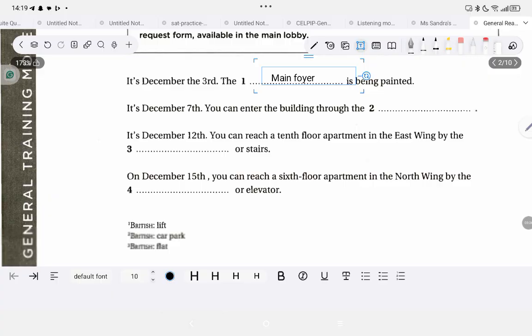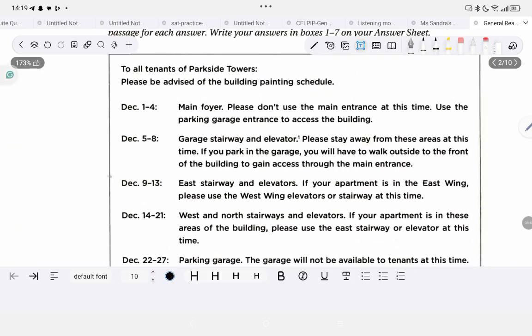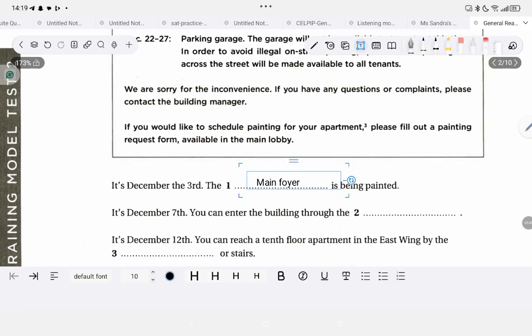It's December 7th. You can enter the building through the dash. December 7th. So look at December 7th, that's 5 to 8. Now where can we come into the building through? So it says garage, stairway, and elevator. Please stay away from those areas at this time. If you park in the garage, you will have to walk outside to the front of the building to gain access through the main entrance. So I will gain access through the main entrance.